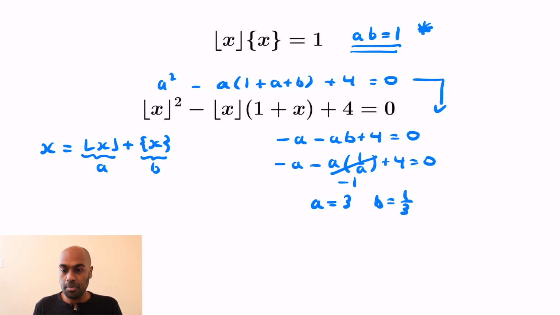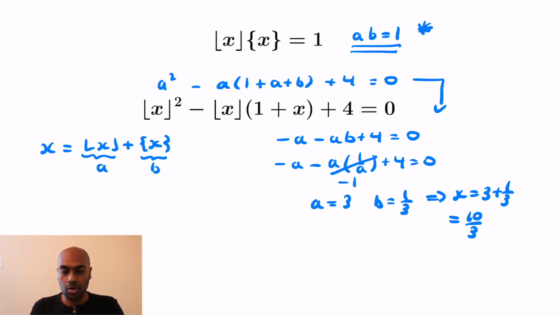Great. But ab is 1, so b itself is 1/3. And so that tells us what the fractional part and the floor of x are, to give us altogether that x is 3 plus a third, or 10/3.